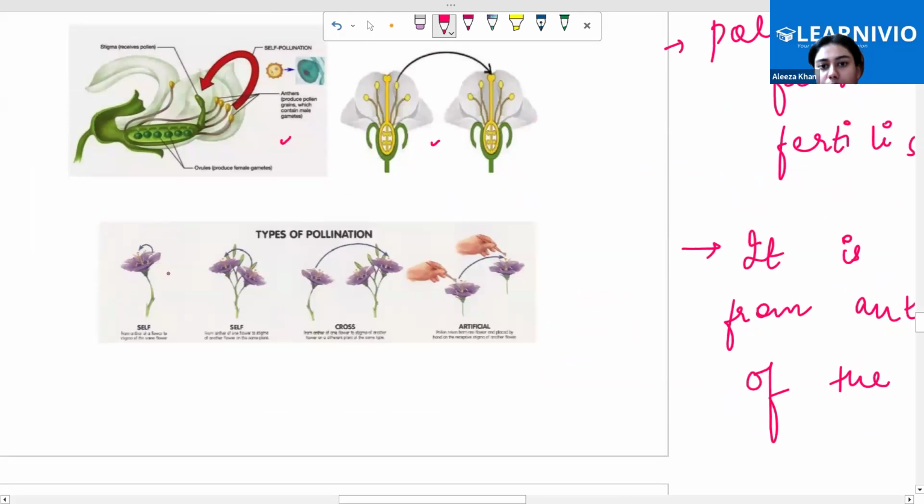Yes, ma'am. You can observe in this diagram also, self is having both male and female part. Okay, the second diagram. This is also the self. But of flowers of the same plant. Yes, because they are the flowers of the same plant. But if I talk about the cross, it is taking place between two different plants, or I can say two different flowers.